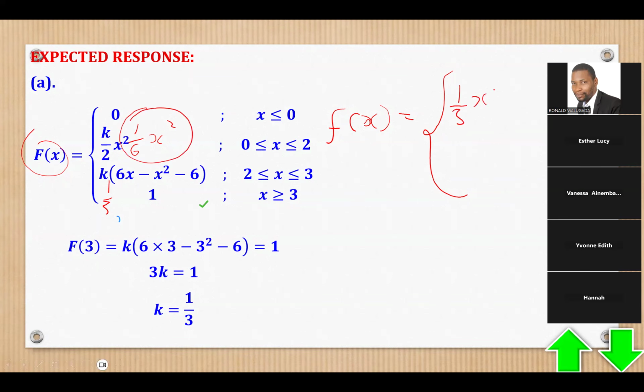Then the interval will be 0 to x to 2. Then the next part, this one, the k is a third. So what are you writing?